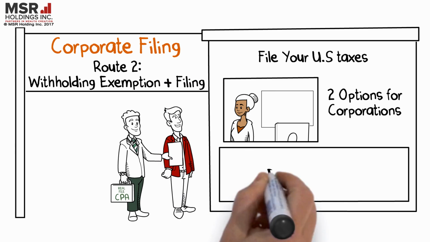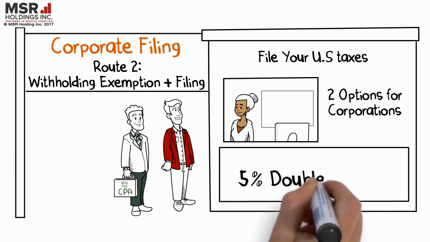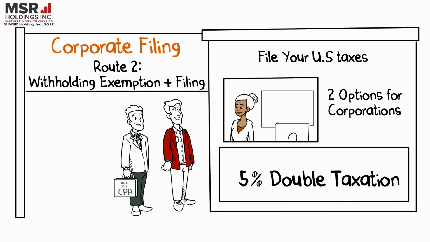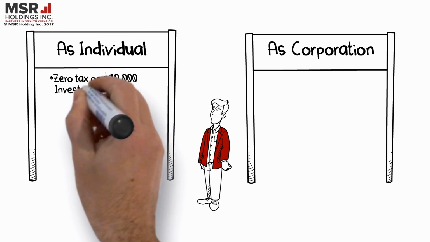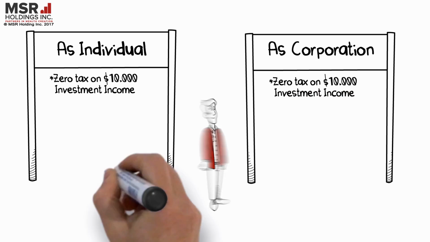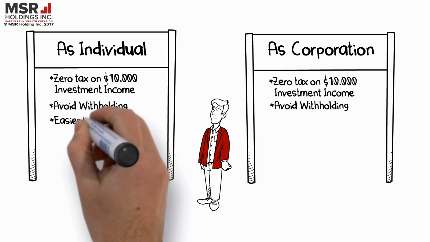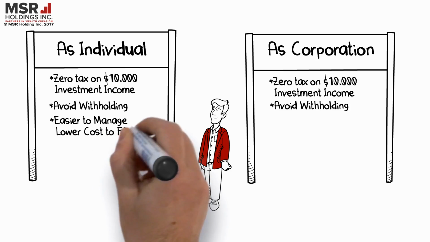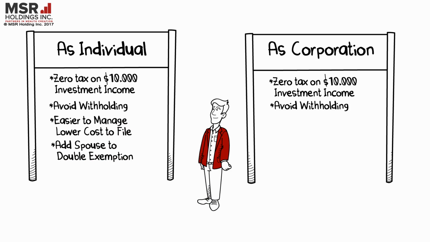Corporations are subject to different tax rules than individuals. There are different forms to fill in, which your accountant will help you with. They are also subject to a small amount of double taxation for Canadian companies, currently 5%. So let's summarize the benefits and drawbacks of investing as an individual or corporation. At around $10,000 in property investment income per year, you should expect to pay zero taxes with both options. You can also file for an exemption with both options and avoid withholding taxes. However, investing as an individual is the easiest option with lower costs for filing. And if your spouse is also named on the property, you can double your personal exemption.